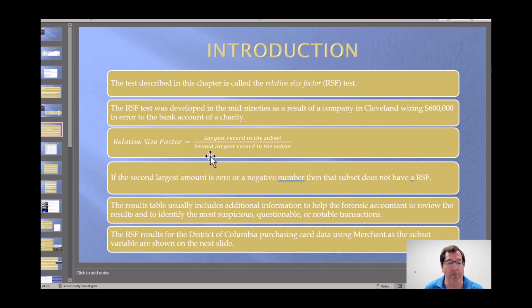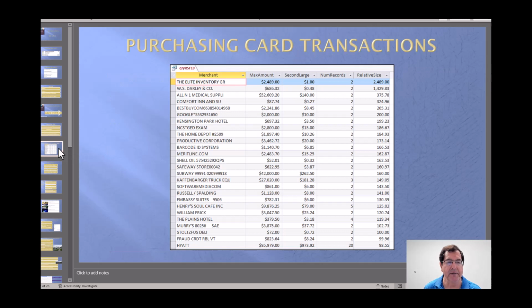What we do is we break our data into subsets. We take the largest record for the subset, we divide it by the second largest record for the subset, and we're looking for cases where the largest record is way out of line with the second largest. If the second largest is 0 or negative, we just simply don't have an RSF for that subset. What we'd want is a report that says things other than the relative size factor, such as the number of records and the like, so that we can choose which ones to investigate.